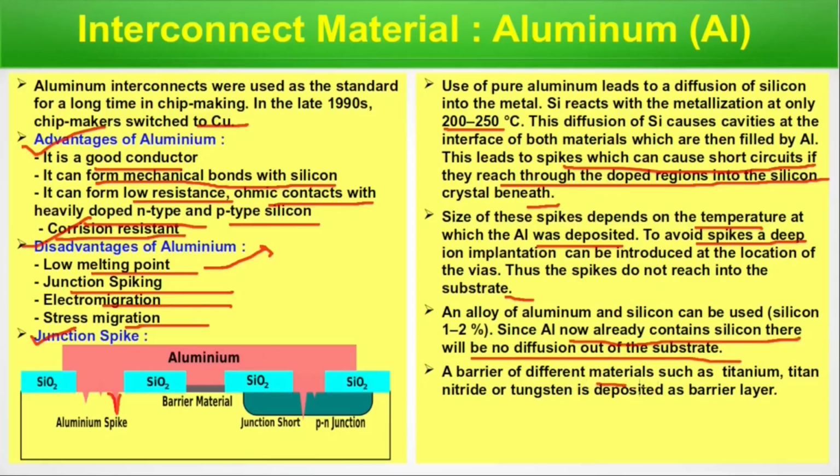A barrier of different materials such as titanium, titanium nitride or tungsten is deposited as a barrier layer. Look here, the barrier material is there. So, there is no spiking. That is the junction spike. We are done with this slide. We will move to the next slide.